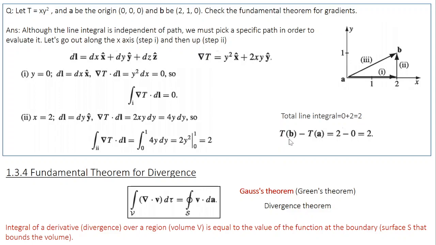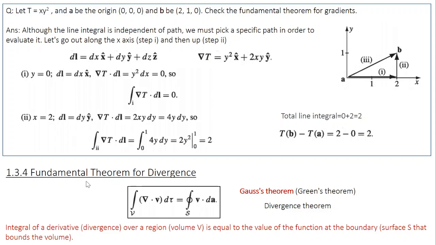Now what is the value of T of b minus T of a? At point b, x equal to 2, y equal to 1, so T of b equals 2. At point a, x equal to 0, y equal to 0, so T equals 0. So 2 minus 0 equals 2. So the line integral is nothing but T of b minus T of a. So the fundamental theorem of gradients is true in this case.